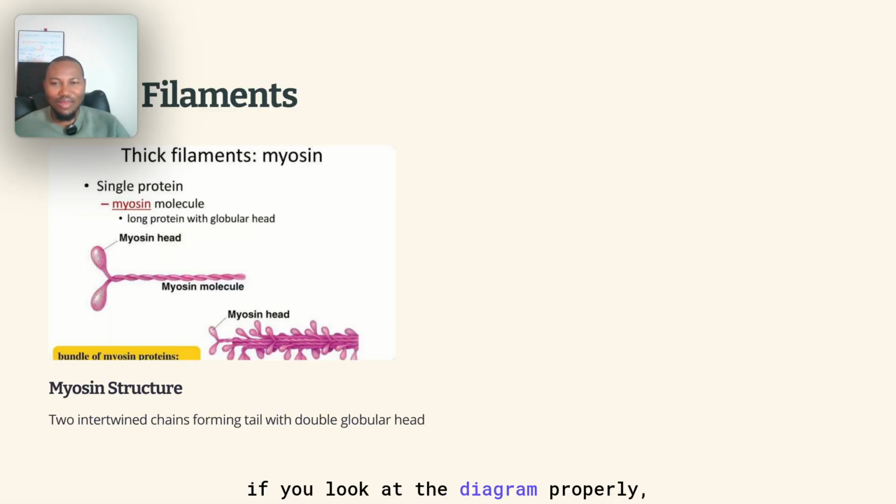Now, if you look at the diagram properly, you will see that this is a thick filament. First, they may ask you in the exam what the contractile filaments or contractile proteins are. The contractile proteins are the thick and the thin filaments. The thick is the myosin, the thin is the actin. All right? So remember that. Those are contractile. They are the ones used for contraction. But troponin and tropomyosin are not contractile proteins. They are just accessory components, all right?